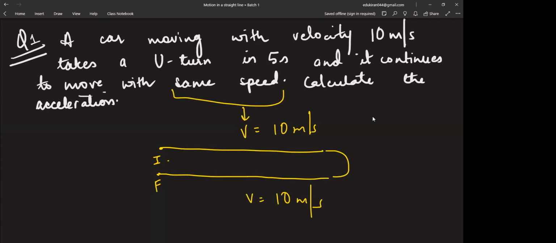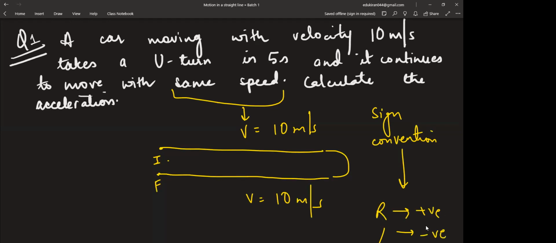Now class, use a sign convention. Sign convention says that you can take any of these directions, right or left, as positive or negative. Suppose I've taken right as positive. So this is pointing towards the right, this is pointing towards the left. This will be positive, this will be negative.